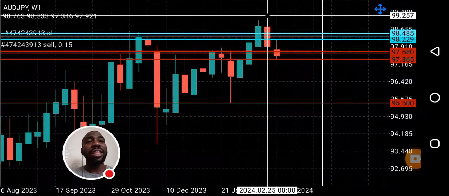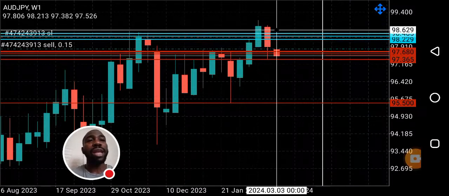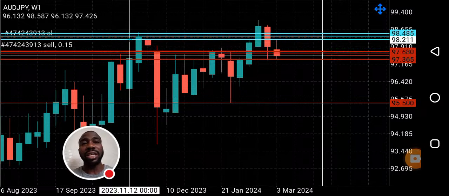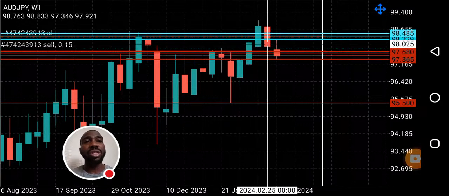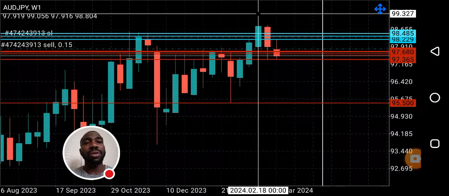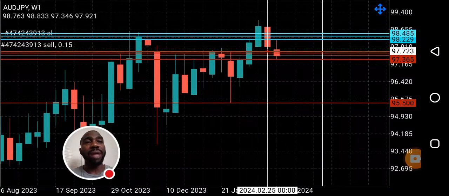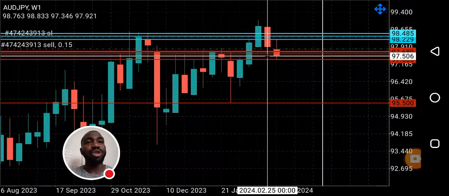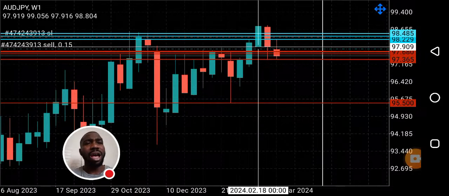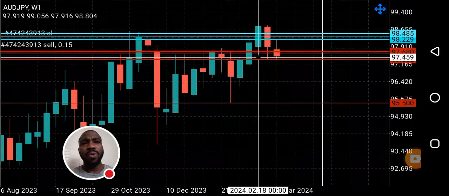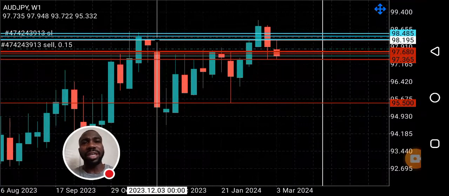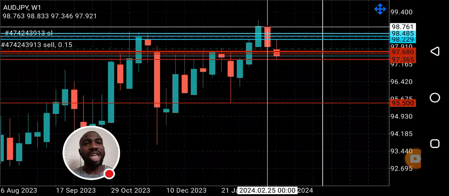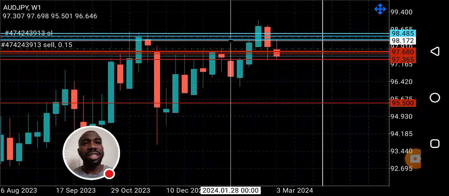Now, after the close of this candle, what happened last week? Price pulled back and closed below this resistance. Remember, this resistance became a support after this candle broke out, right? Then there was a strong pullback from that level, and this level became a resistance, because last week's candle closed below this demand level. I hope you're getting me. When this candlestick broke out, this resistance became a demand or a support. Now, last week's candle closed below this demand level.